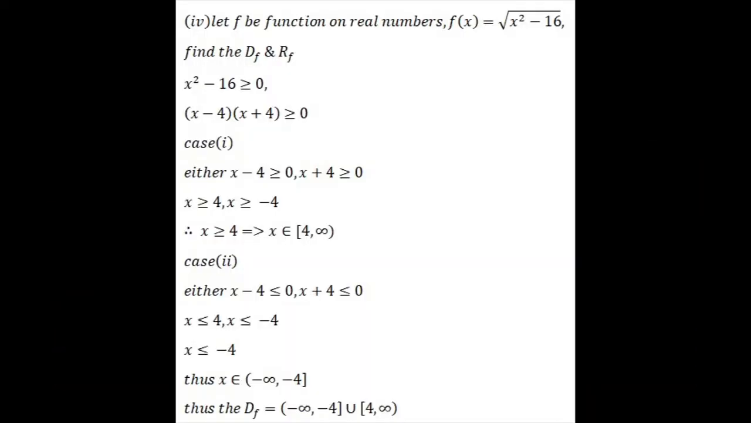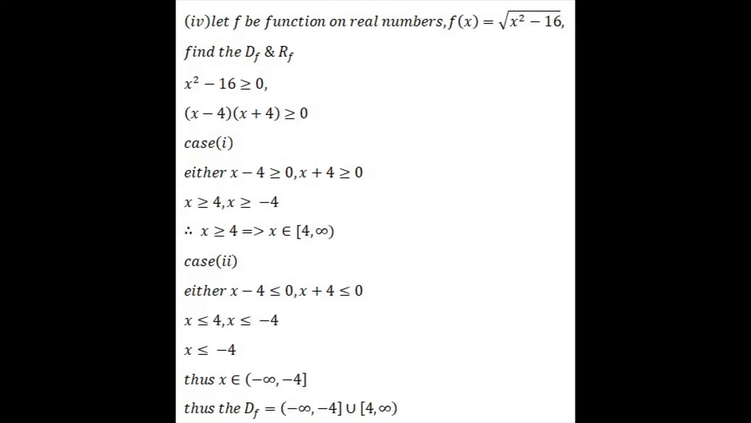Now we shall see an example with square root. Say f of x is root of x square minus 16. We are going to find domain and range, and there is no denominator, but there is some square root here. Whatever inside the root should be positive, so x square minus 16 must be greater than 0.